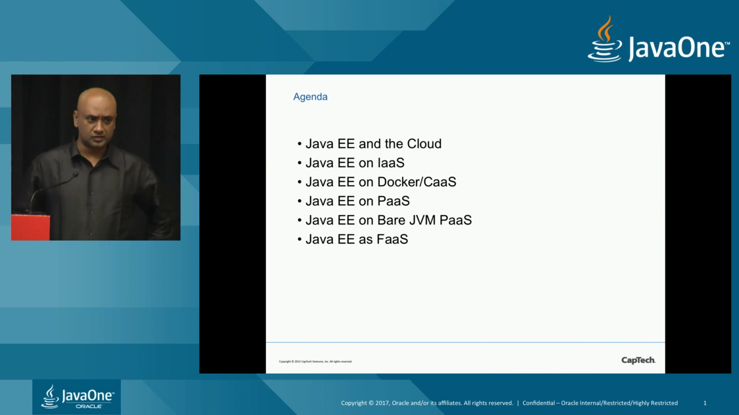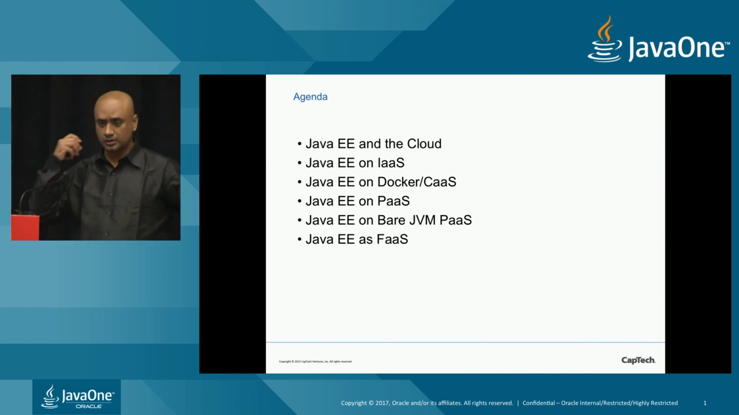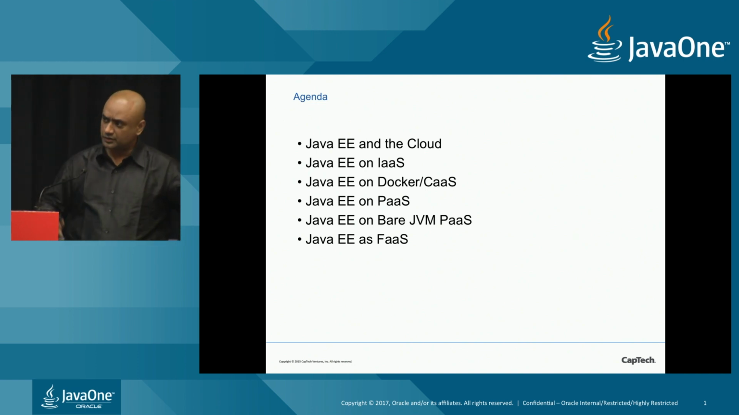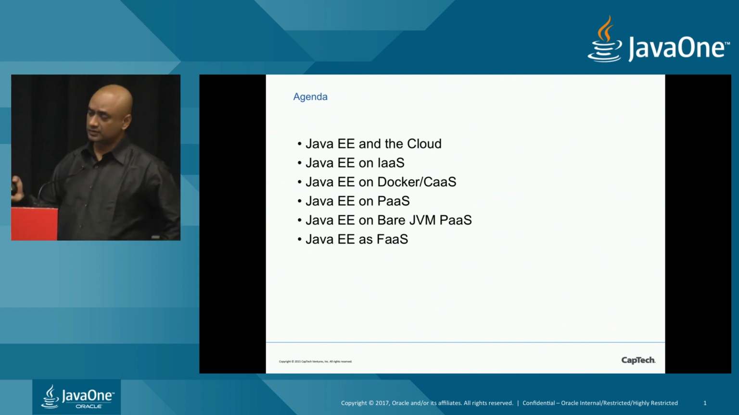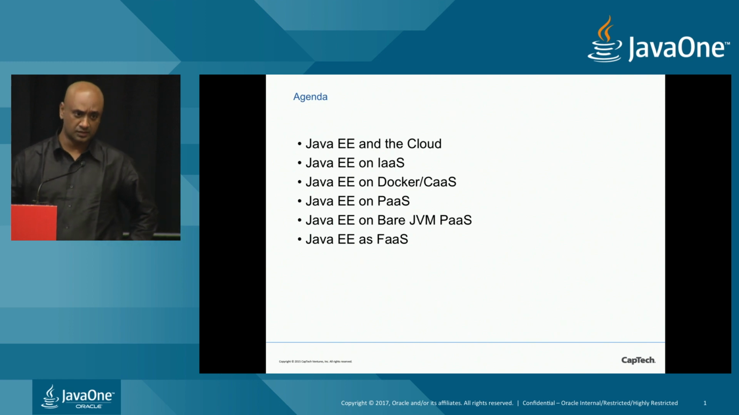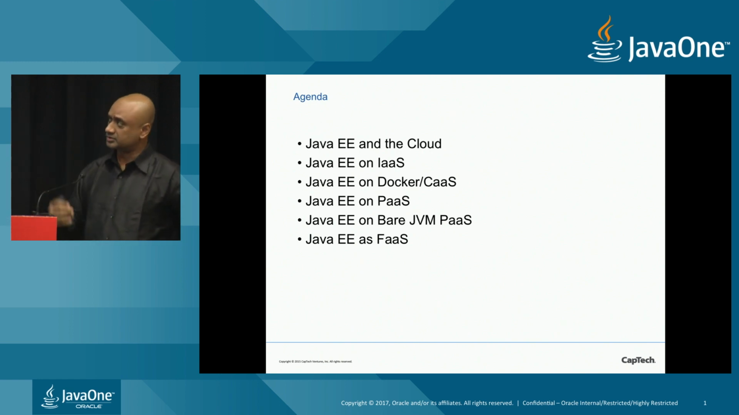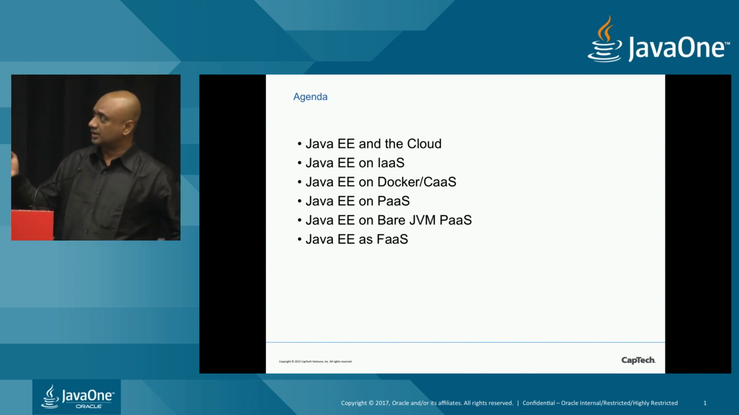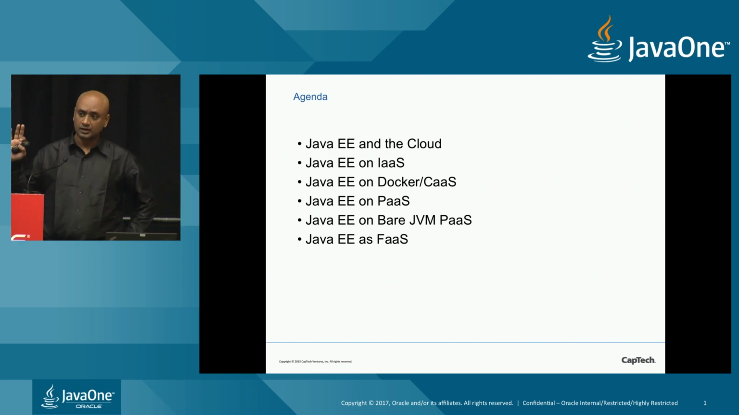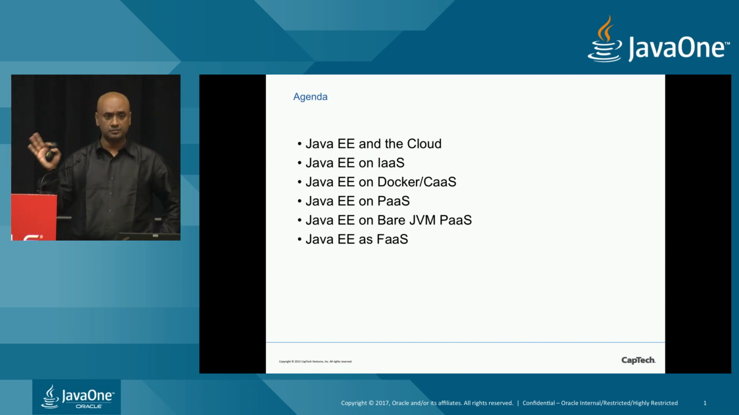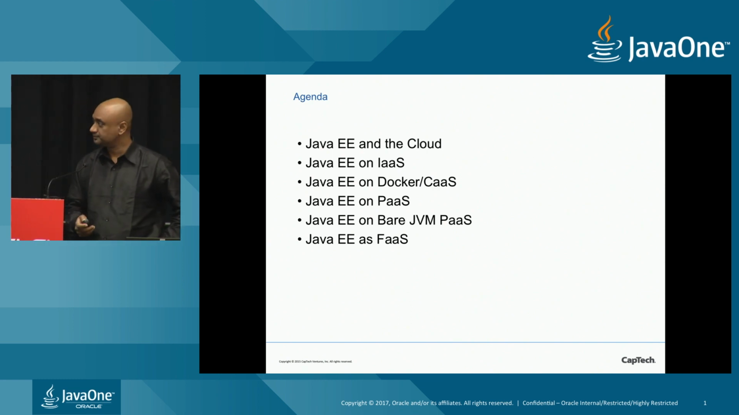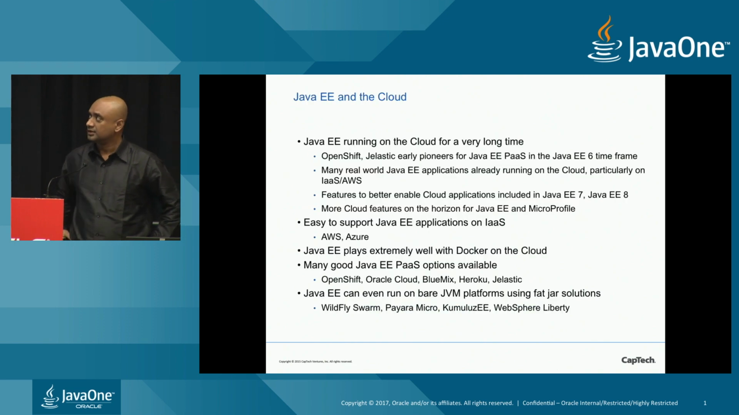Okay, so this is roughly our agenda. Firstly, we're going to be talking about Java EE on the cloud as a bird's eye view. Then we're going to dive into each variant of Java EE running on the cloud. If you've been around the cloud ecosystem, none of these acronyms are probably surprises to you. So infrastructure as a service, Docker or containers as a service, PaaS, platform as a service, and as a variant of that, running Java EE on bare JVM-based PaaS solutions, and finally Java EE as FaaS, or function as a service.